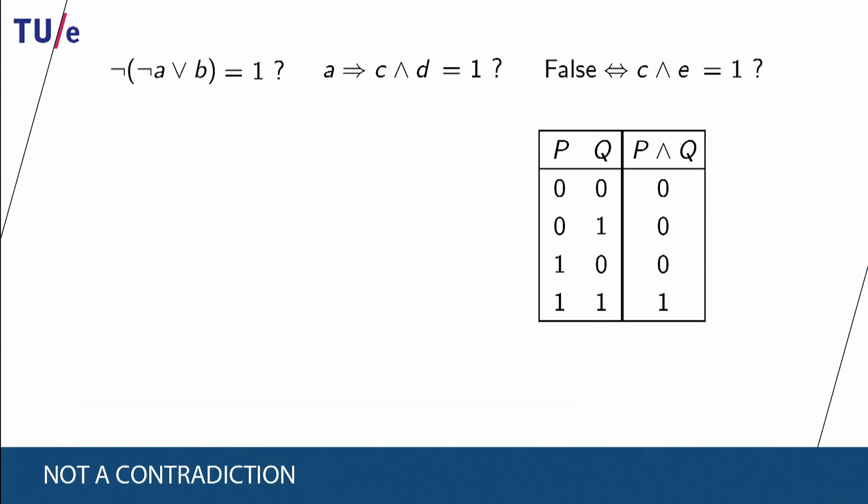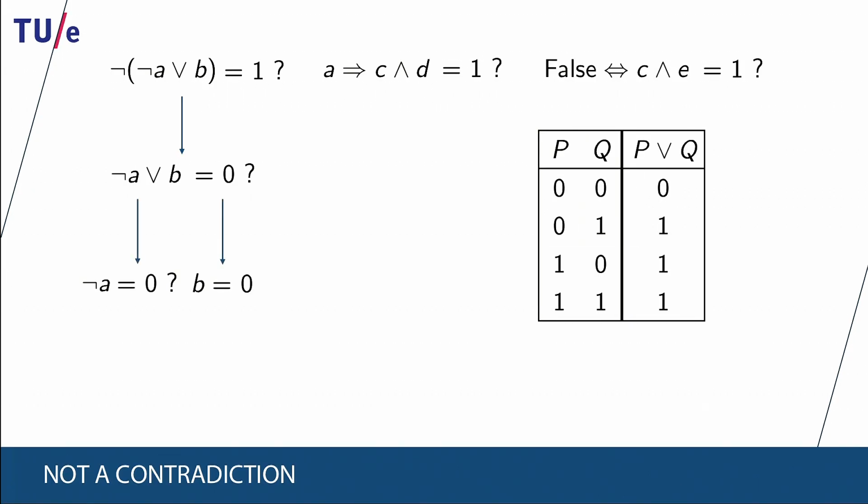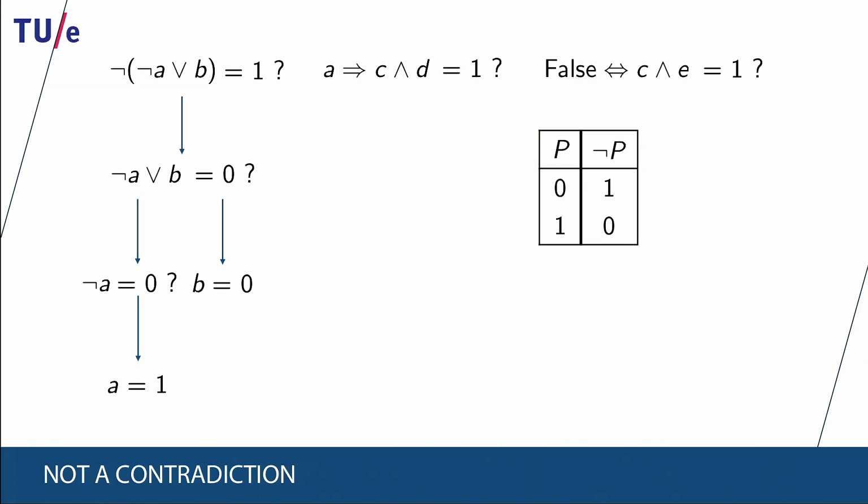Let's start with the leftmost conjunct. It is a negation, which evaluates to true only if its operand evaluates to false. Since the operand is a disjunction, every assignment that makes it evaluate to false should make both disjuncts evaluate to false. So we should assign false to B, and to make the left disjunct also evaluate to false, true to A.